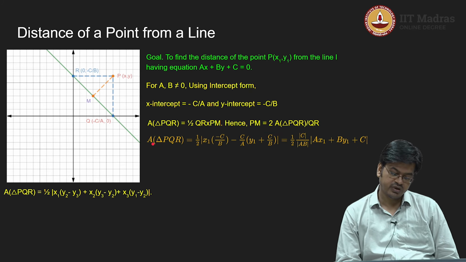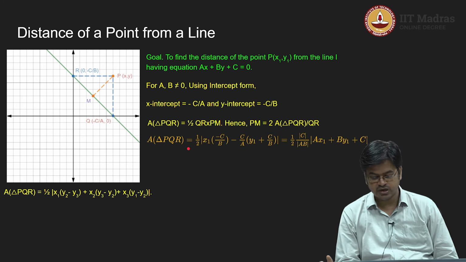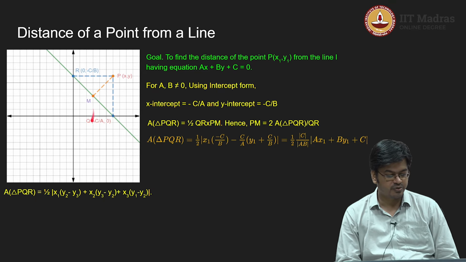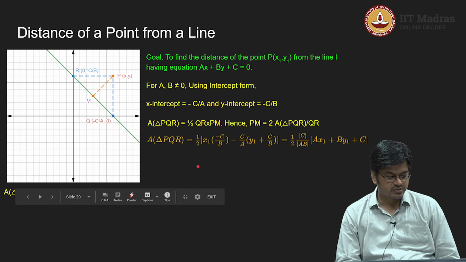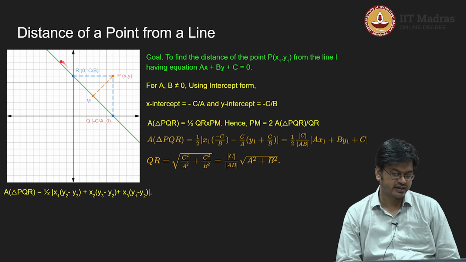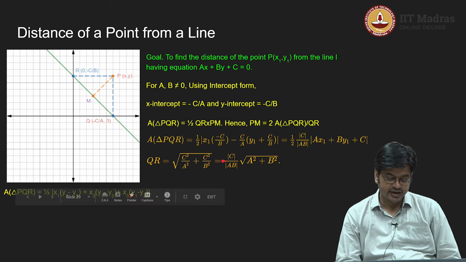Now, we have seen how to compute area of triangle PQR. Next, we will see how to compute the length QR. But length QR is actually very easy because I have a point Q which has only x coordinate and a point R which has only y coordinate. So, the length QR is the square root of c square by a square plus c square by b square. These are the two sides of the triangle and QR is the hypotenuse of that right angle triangle.